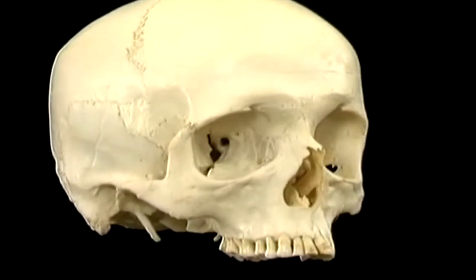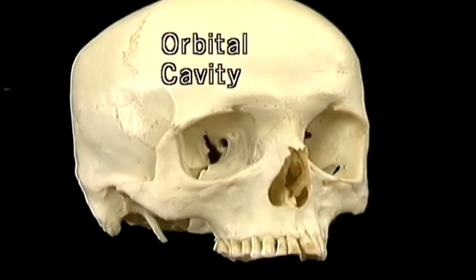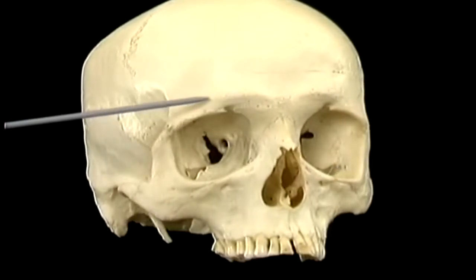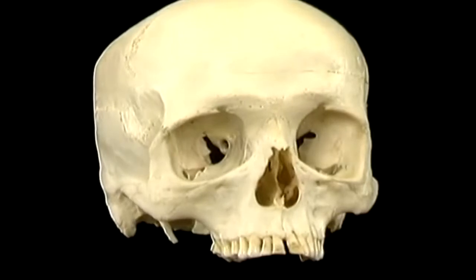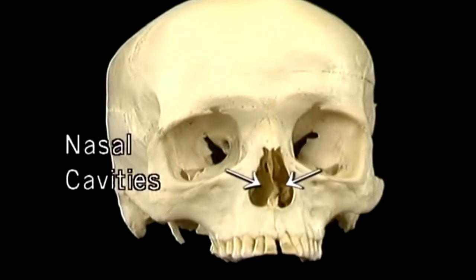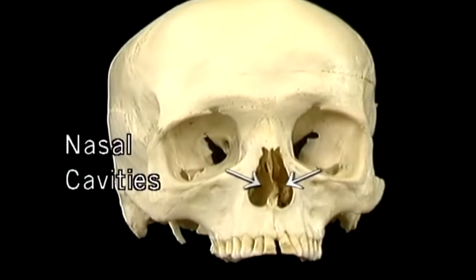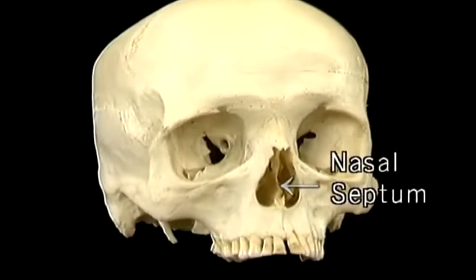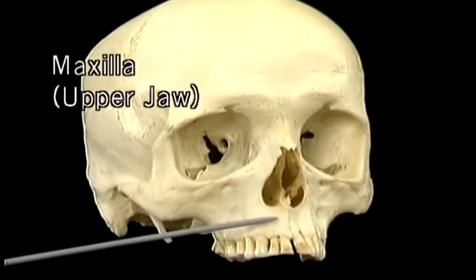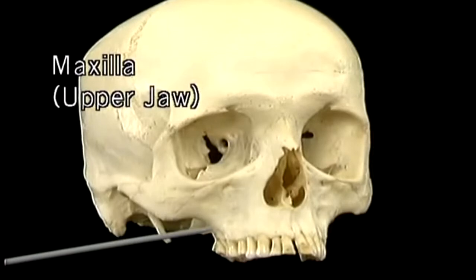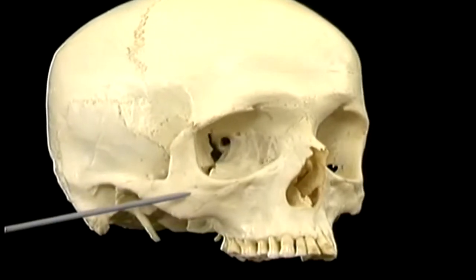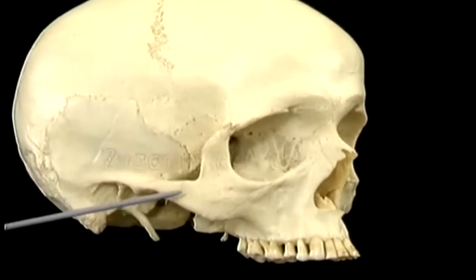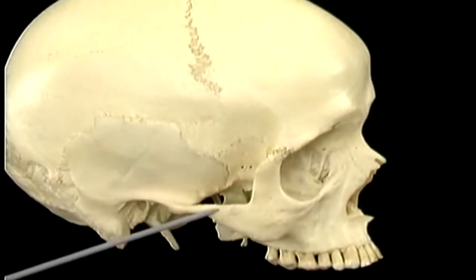The cavity for the eye is called the orbital cavity. It's protected on the outside by the thickened orbital margin. The opening for the nose leads to the right and left nasal cavities, which are separated by the nasal septum. The upper jaw, or maxilla, bears the upper teeth. The prominence of the cheekbone leads back to this bony arch, the zygomatic arch.